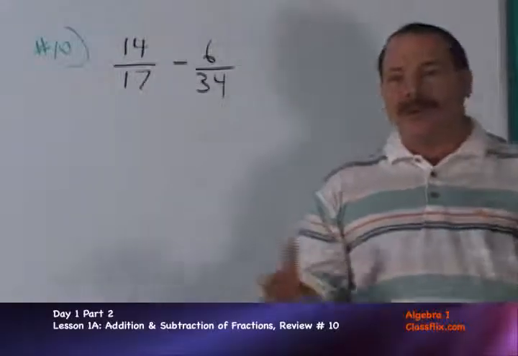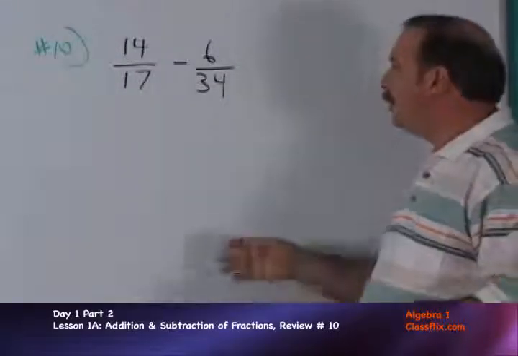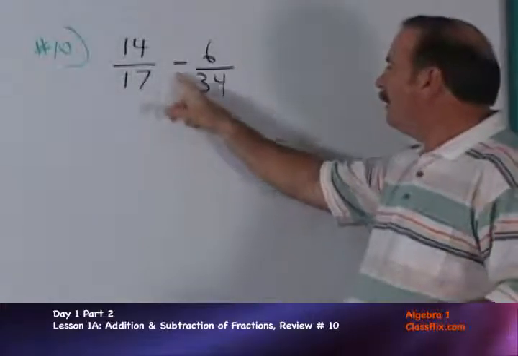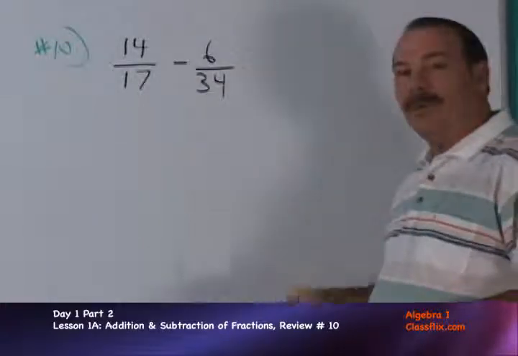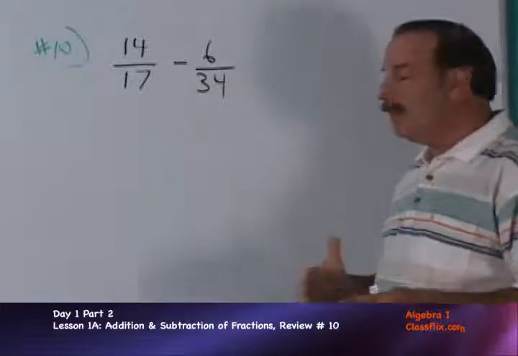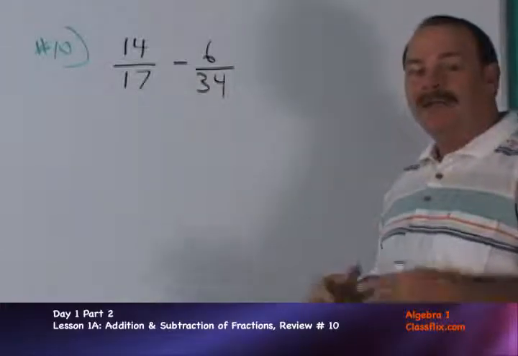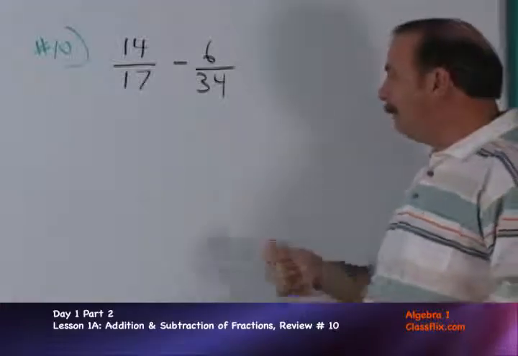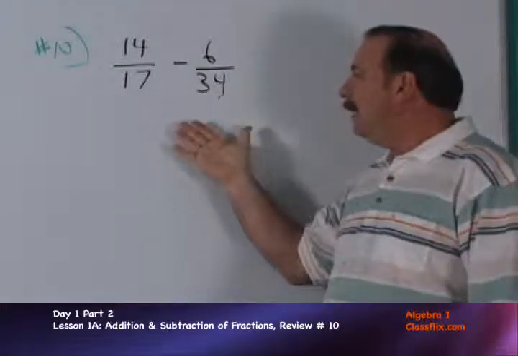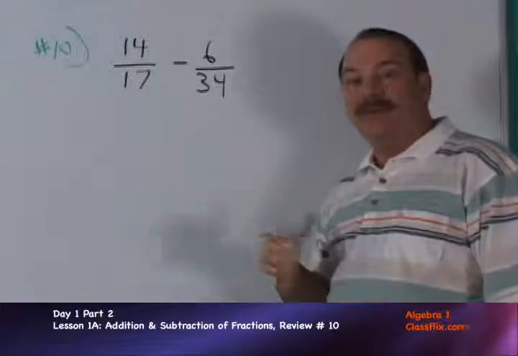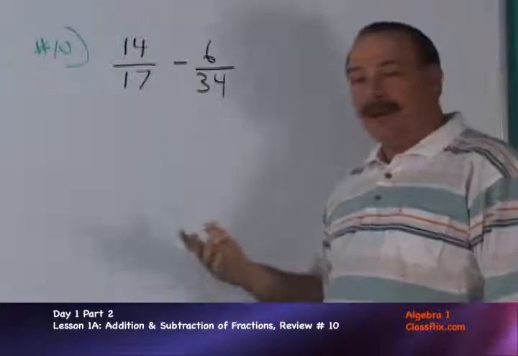For number 10, they're having us deal with a little bit larger numbers. We have 14 over 17 minus 6 over 34. So we've gone to a subtraction problem instead of an addition problem. And we also have a much larger set of numbers in our denominator. Now, what we've been doing is just multiplying these two denominators together to get our common denominators.